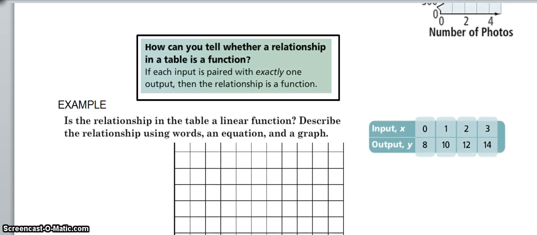So how can we tell if something is a function? This is a big question that they get to on the PARCC test. A relationship is a function when each input has exactly one output. Now, an output can be used more than once, but an input cannot be used more than once. So let's check that out down here.